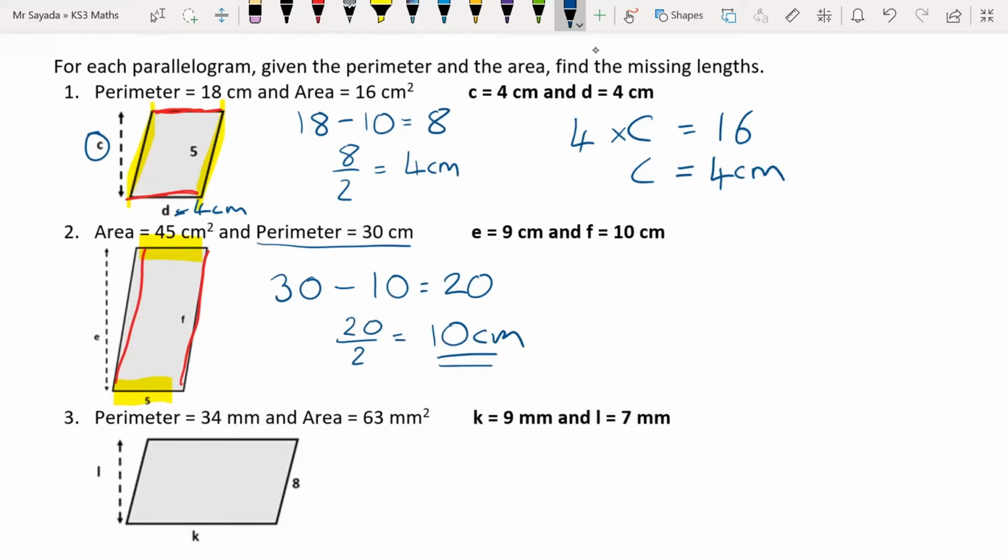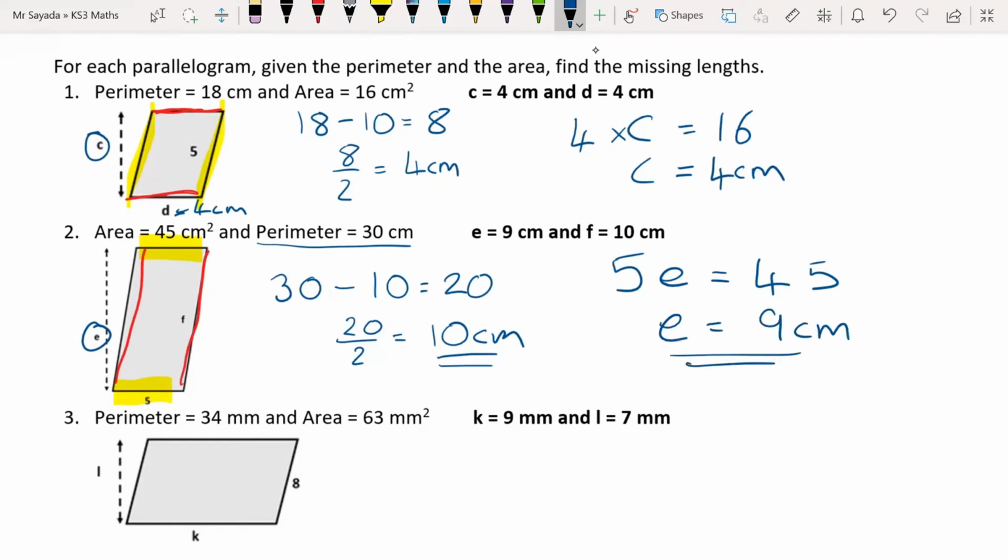Now for the area, I know that the base times the height must be the area. So the base is 5, and the height I don't know, it's E. So 5 times E is the area, which is 45. What must E be? 5 times what is 45? Say your answer to the video now. You should have said that 5 times 9 is 45, which is why E is 9 centimeters.